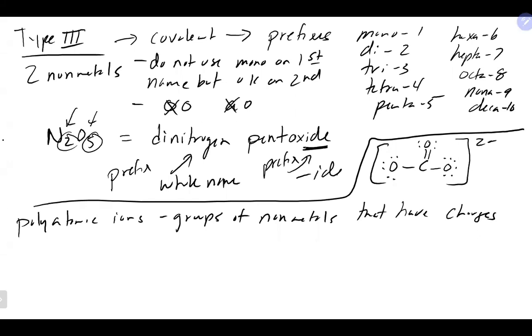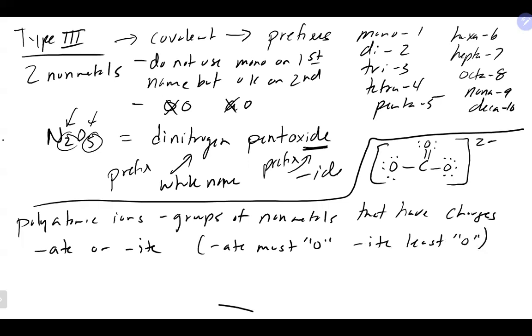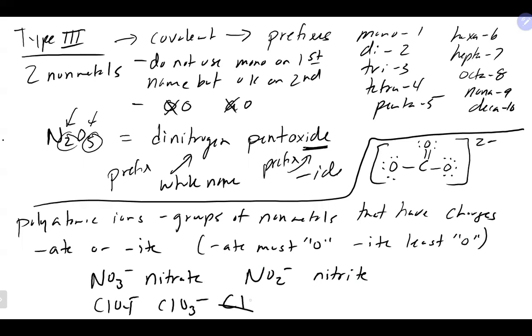Really, for the most part, as we talked about, polyatomic ions end in either ate or ite. And usually the one that ends in ate has the most oxygen, and the one with ite has the least oxygen, in groups that are related to each other, like NO3 minus, which is nitrate, NO2 minus is nitrite. There's also groups of 4 that are related to each other, like ClO4 minus, ClO3 minus, ClO2 minus, and ClO minus.